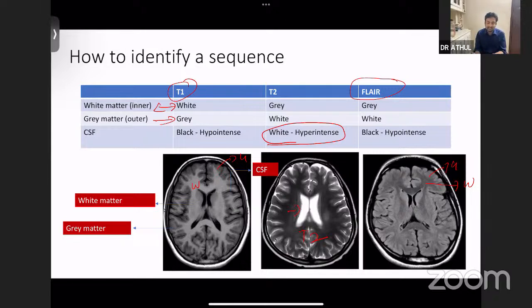So, sorry, inside is the white matter, outer side is the gray matter. See, this is the white matter and outer side is the gray matter. So this is how you should differentiate the sequences. All these are repeat questions for INI-CET AIIMS exams. Definitely, they may ask to identify the sequence or something more from this.